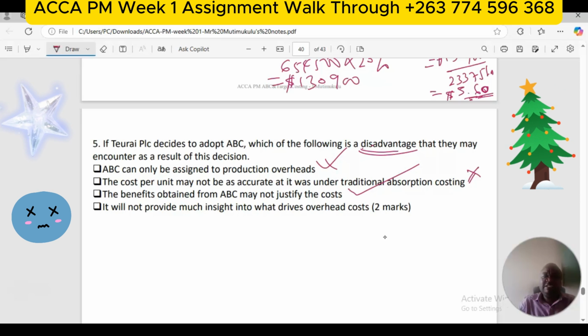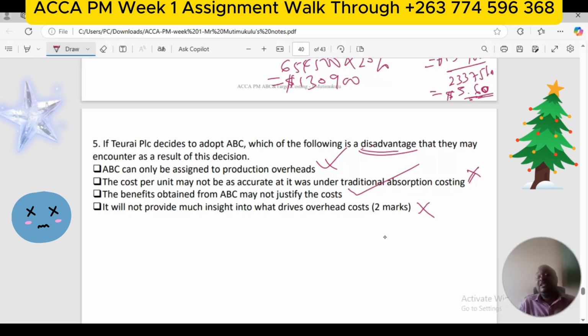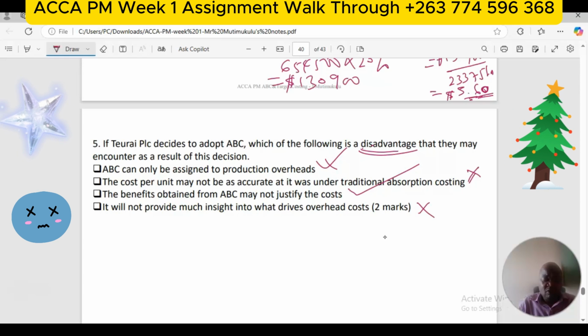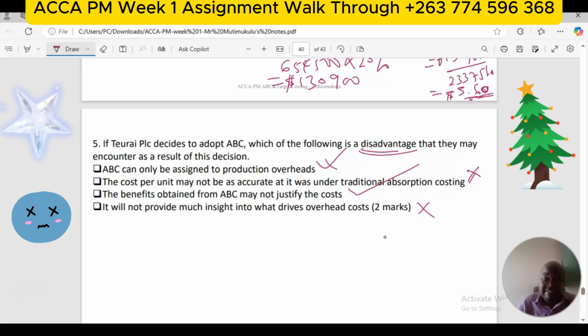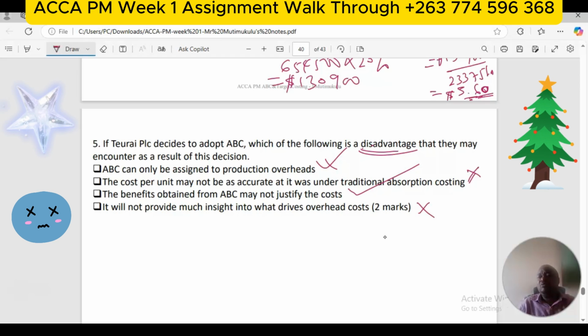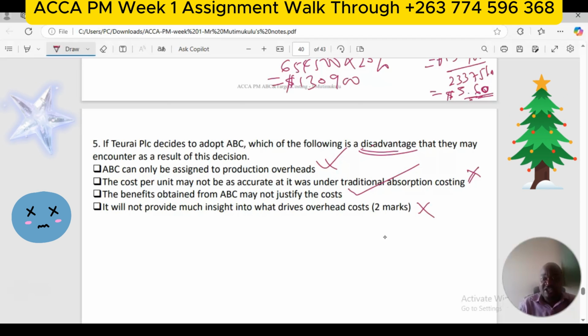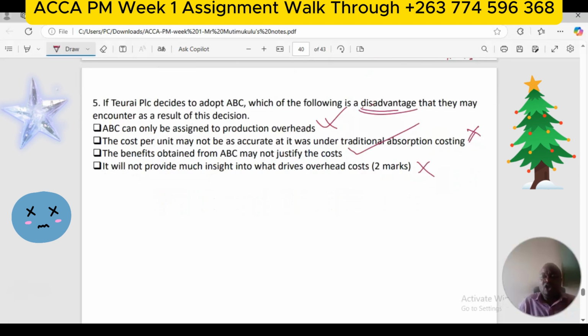It will not provide much insight into what drives overhead costs. No, ABC actually gives us more insights. For example, we have determined that if we are using ABC, the machine hours overhead absorption rate will be reduced from $28 to $5.60. So there was more insight. We obtained some value in utilizing that technique. All right, I hope that part has been solved.